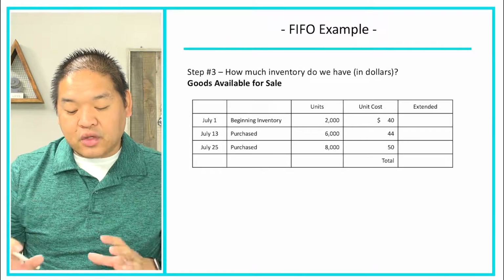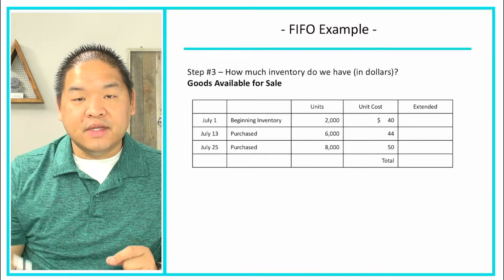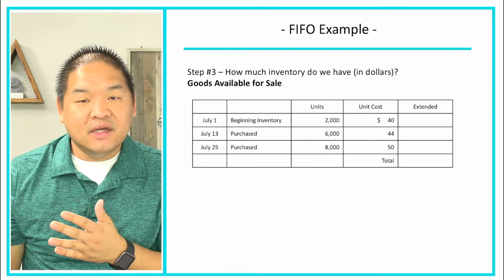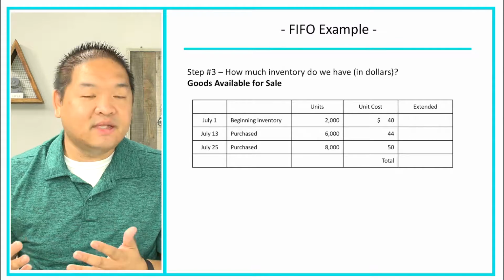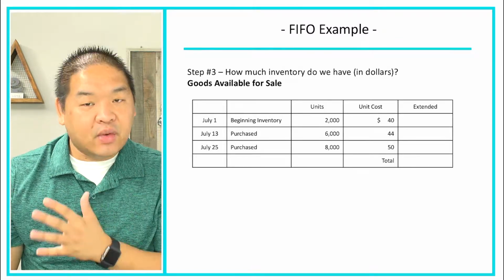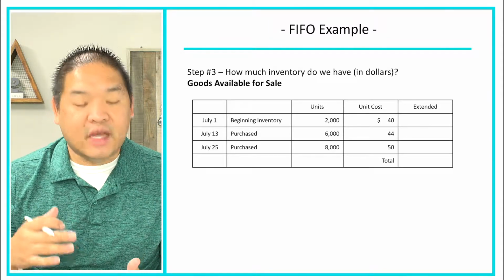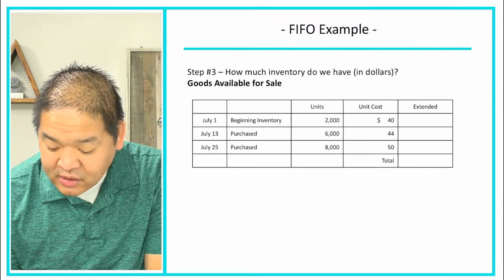So what's cool about it is if I've lined it up correctly, then I can just add one more column at the end and do an extended amount. Extended means we're going to take the number of units, multiply by its cost. That would give us an extended amount. So if I take my first line of 2,000 units times 40, I'm going to get $80,000.